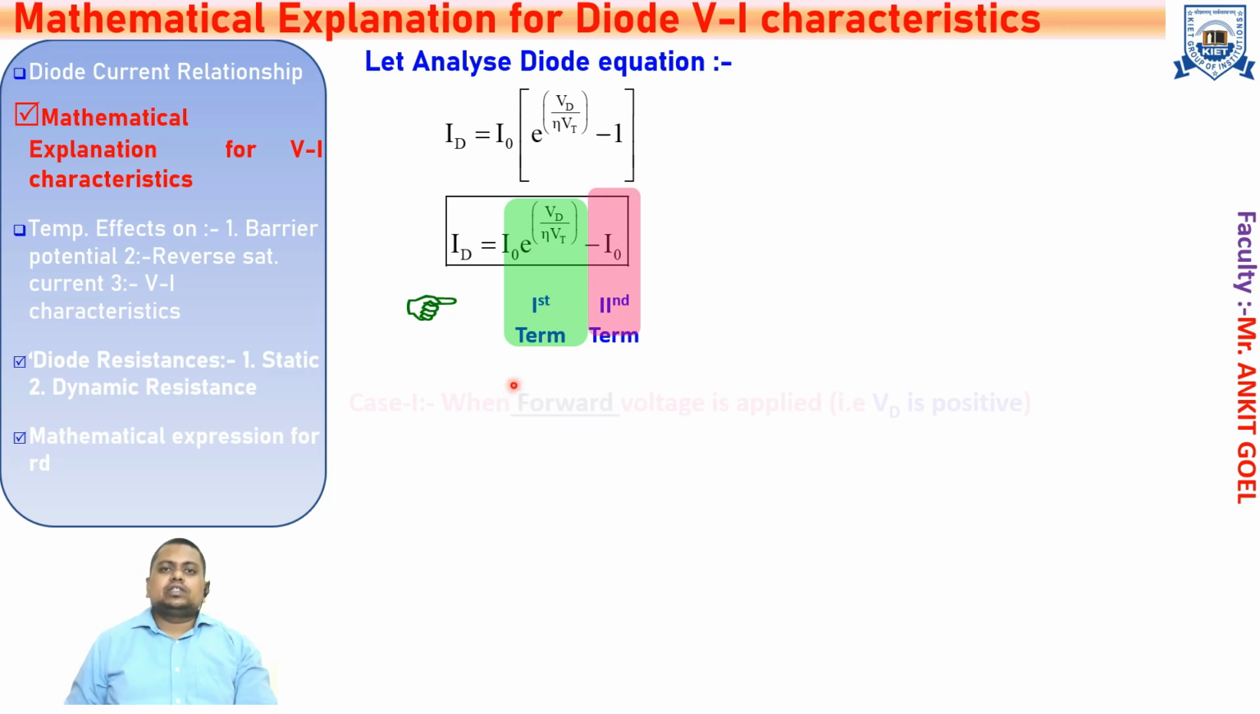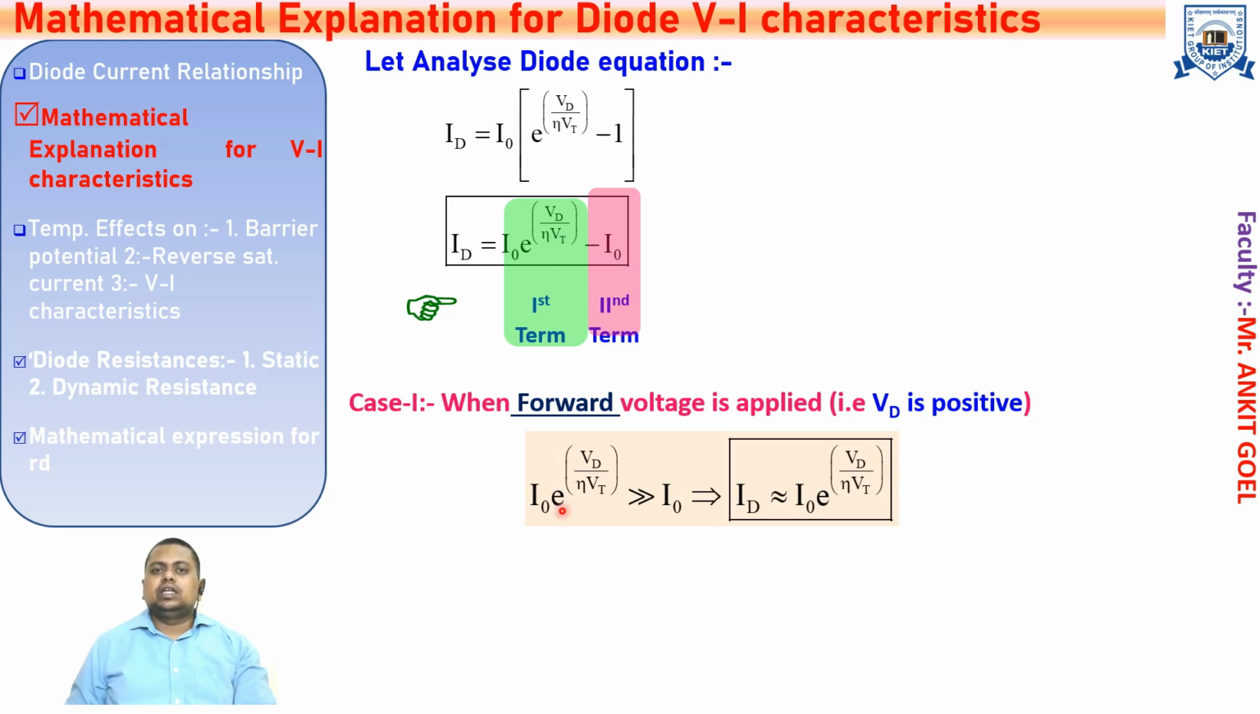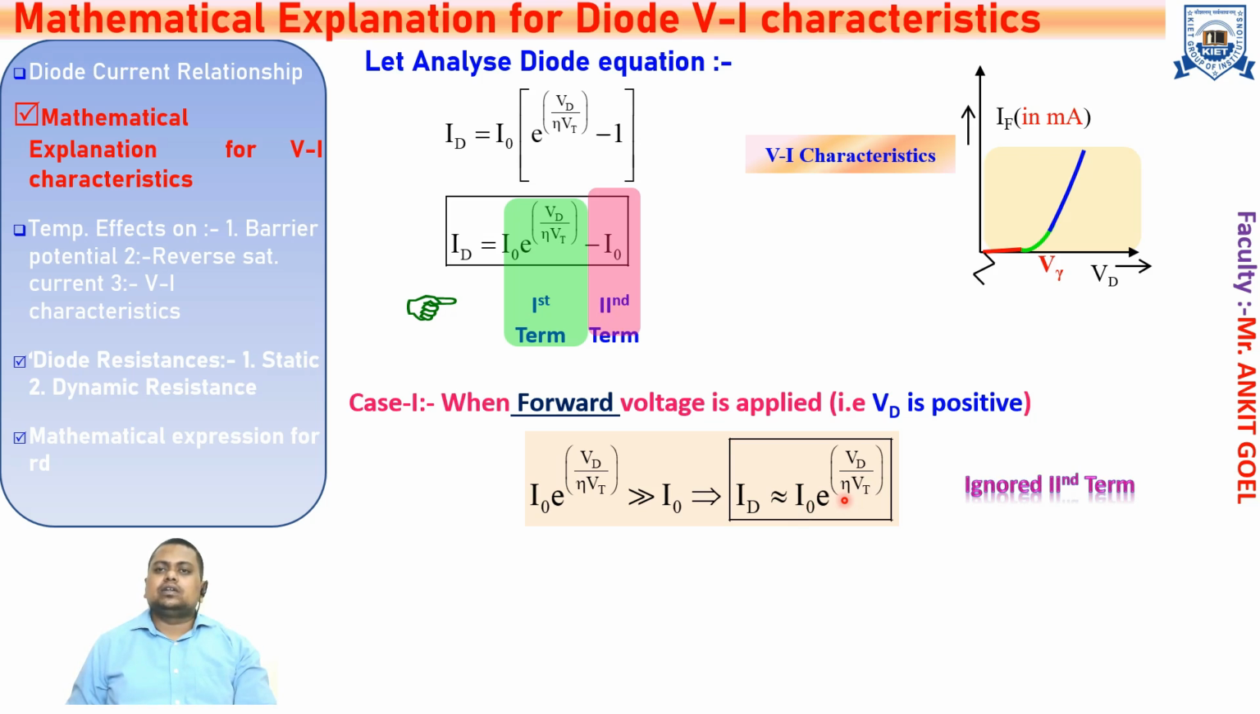Let's take the first case, when forward voltage is applied, that is V_D is taken as positive. So the first term will dominate over the second term, as I_0 e^(V_D/ηV_T) is much greater than the reverse saturation current I_0. So we can write I_D is approximately I_0 e^(V_D/ηV_T). You can clearly see that in forward bias condition it will follow the exponential graph. Your current will rise exponentially, so you can easily ignore the second term. So you will get the diode characteristics like this.